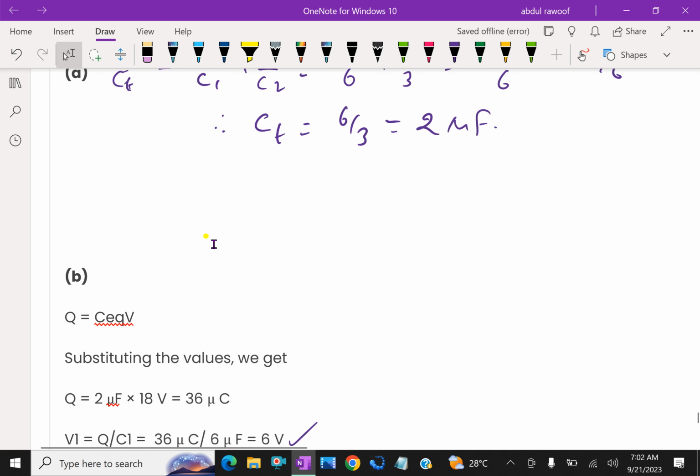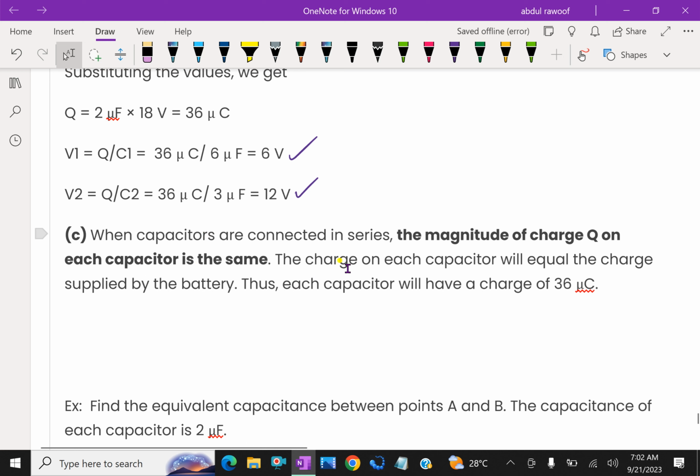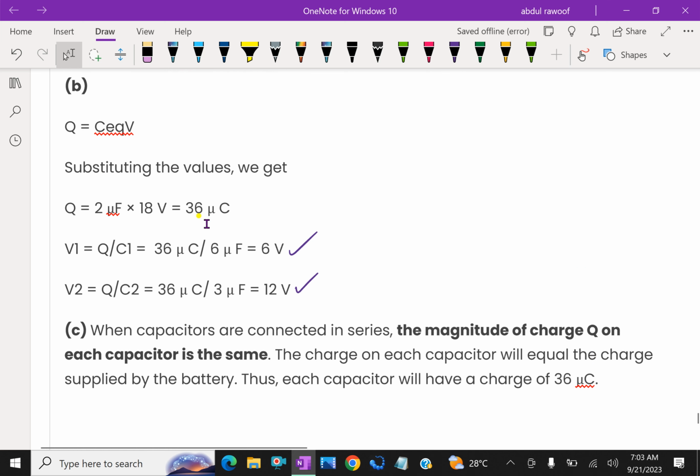Next, the third question. When capacitors are connected in series, the magnitude of charge Q on each capacitor is the same. That means the charge is not distributed, it is the same everywhere. The charge on each capacitor is equal to the charge supplied by the battery. Thus, each capacitor will have a charge of 36 microcoulomb.